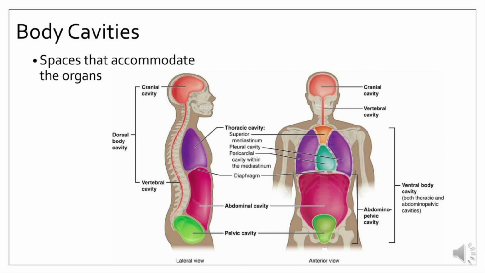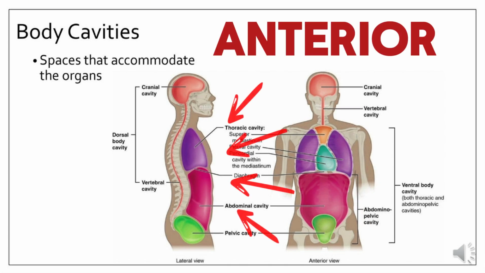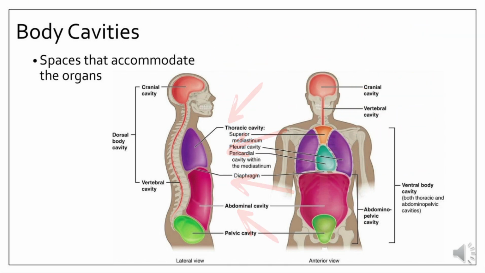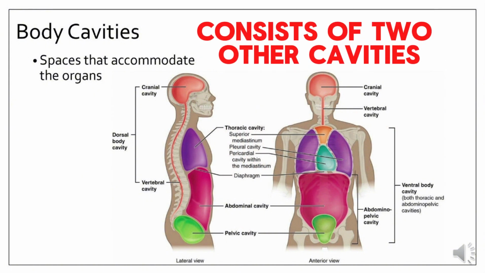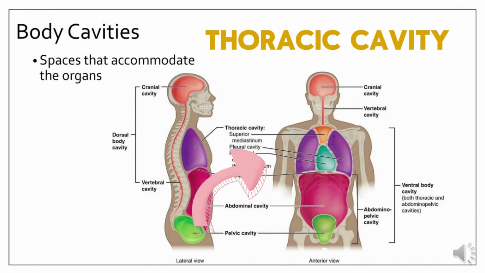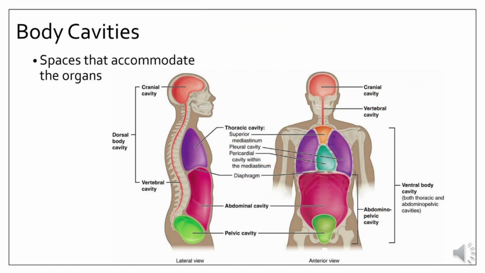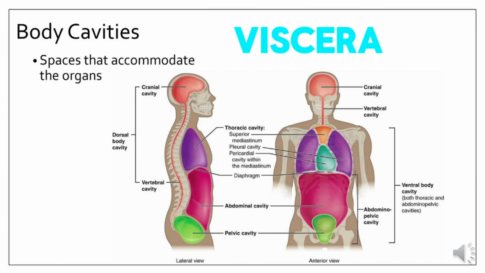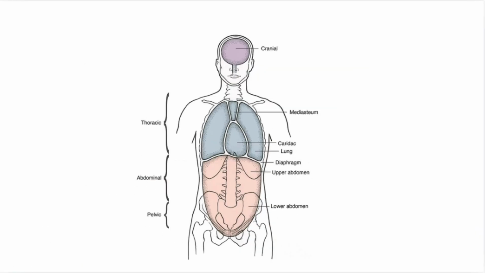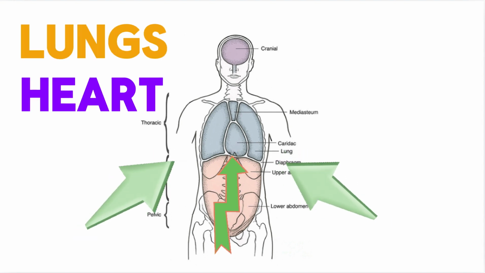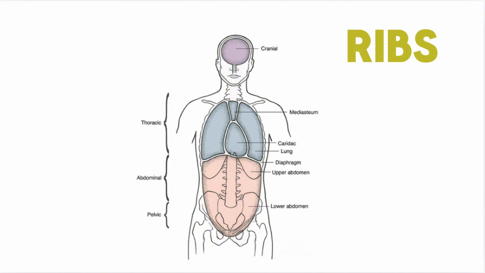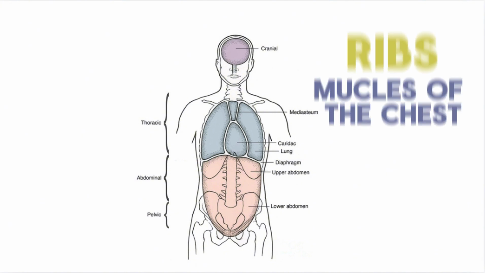The ventral body cavity is located at the anterior part of your body. The ventral cavity consists of two other cavities called the thoracic cavity and the abdominal pelvic cavity. These two cavities house organs inside of them called the viscera. The thoracic cavity consists of both the lungs and also the heart, which are encased by the ribs and also the muscles of the chest.